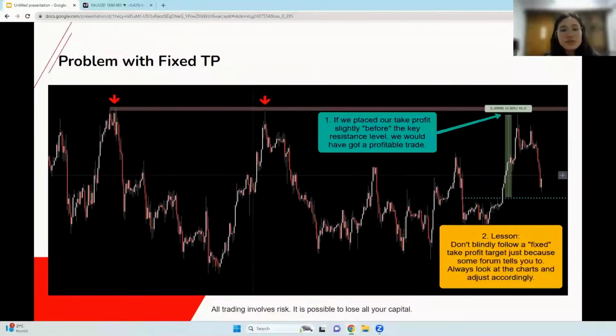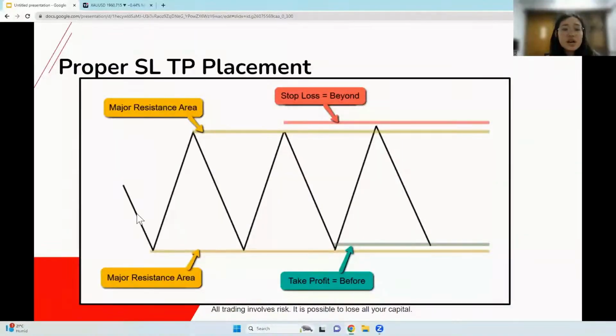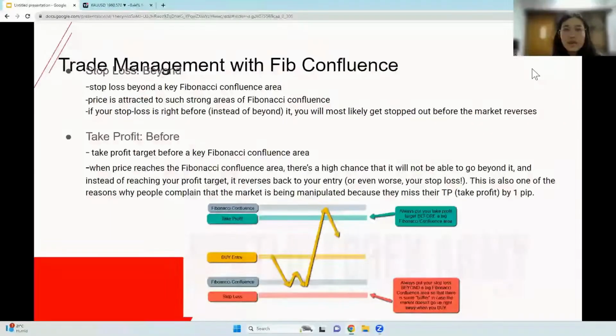In an alternative scenario, if we had placed our take profit before the key resistance area, we would have gotten a profitable trade. So it's important to look at the charts and adjust your take profit and stop loss accordingly. This is the proper stop loss and take profit placement that we tend to recommend. Your stop loss, we typically recommend you to place it beyond the major resistance area, and the take profit will be placed before it.